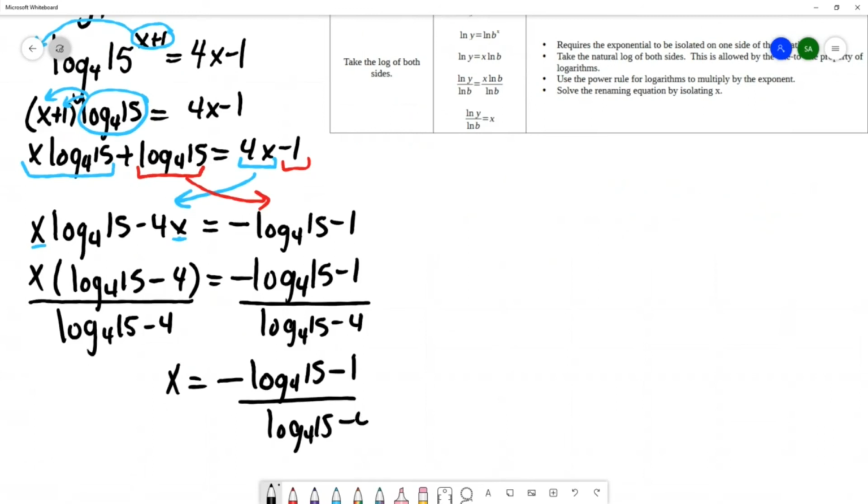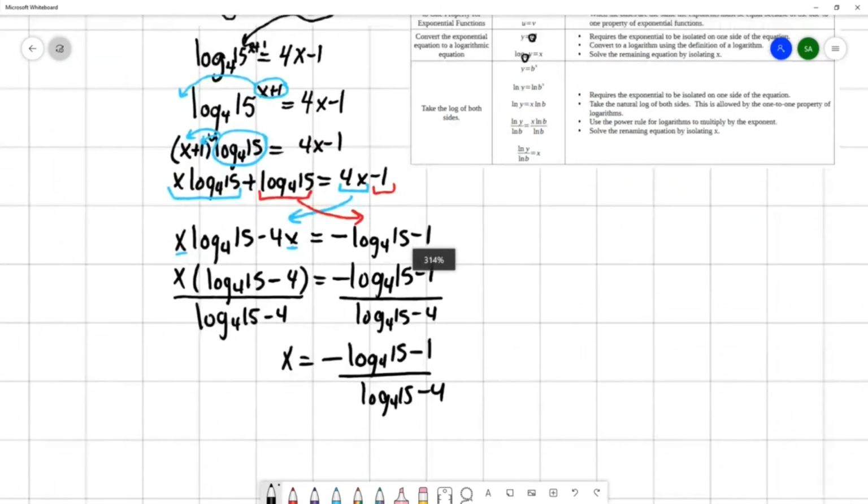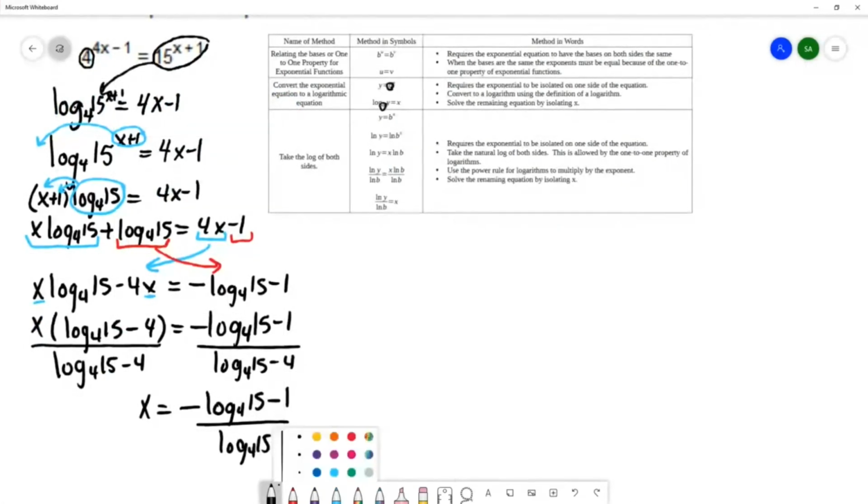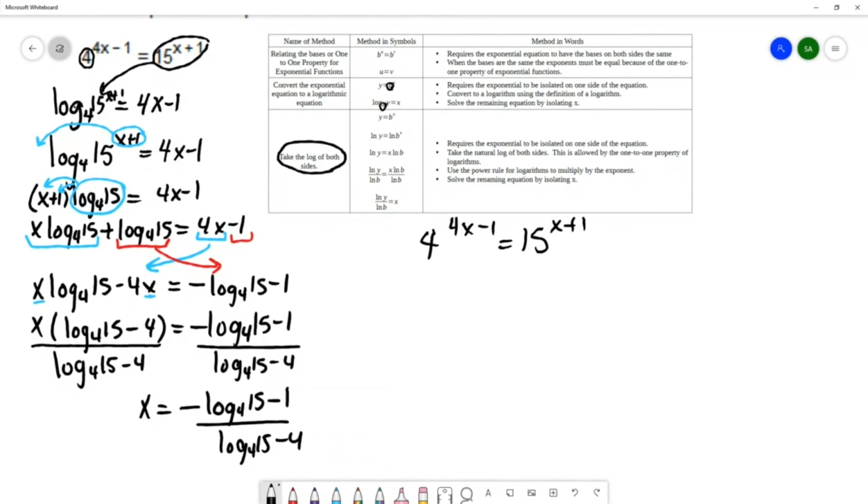We're going to do this problem with the other method as well, and then I'll bring my calculator out, and we're going to show that these two are equal to each other. So let's write our problem down again. We have 4 to the 4x minus 1 equals 15 to the x plus 1. And this time I'm going to solve it by taking the log of both sides. So I'll do the natural log on the left and the natural log on the right.